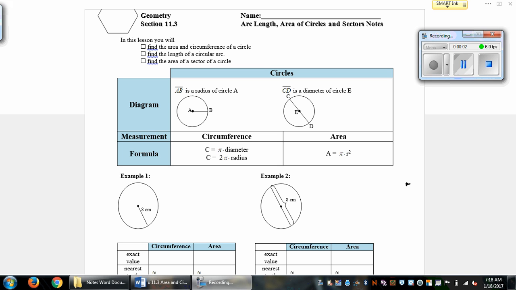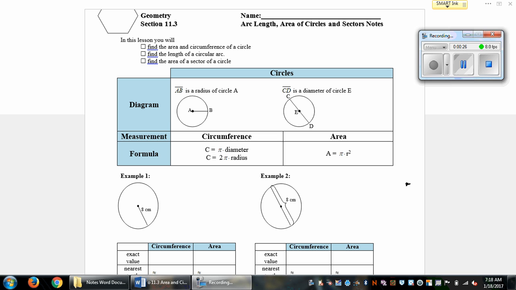All right, here's section 11.3, still part of Unit 10 on the arc lengths. Area, circles and sectors. So we're going to do area, circumference, length of arcs, and areas of sectors, which are just parts of a circle. So in order to do this section, you need to have the formulas.